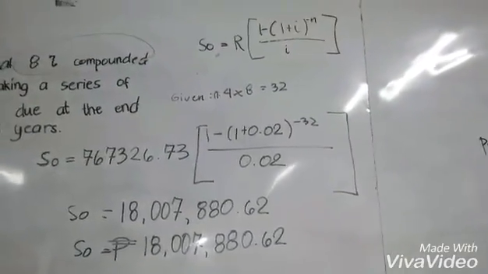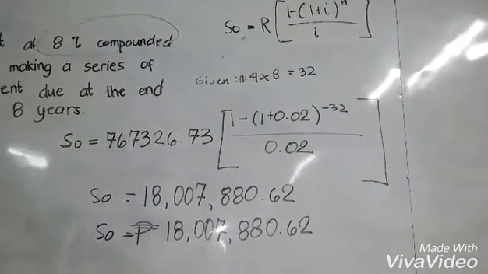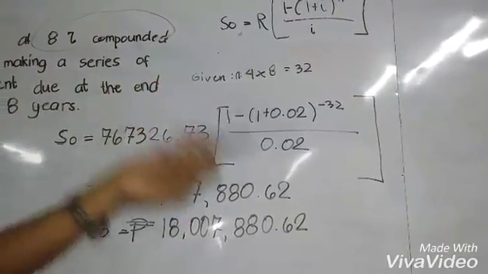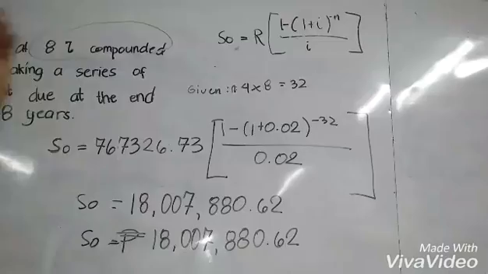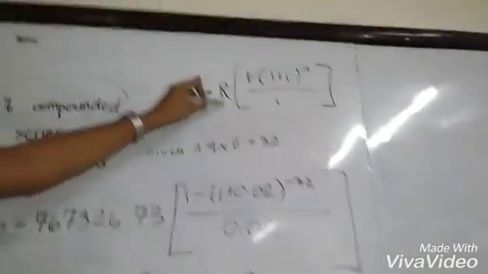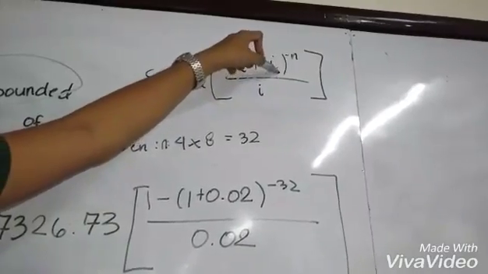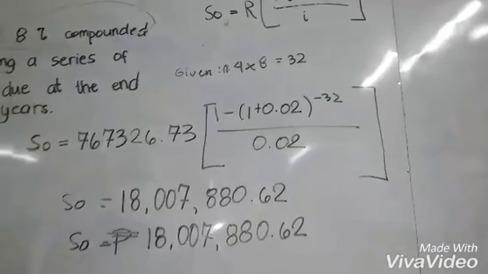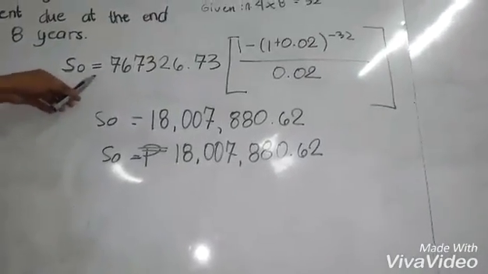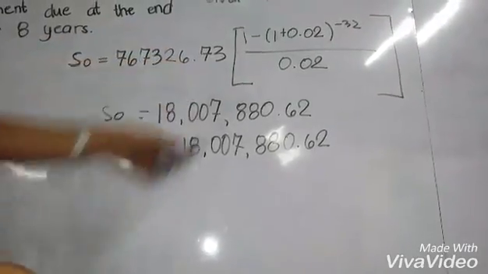So we get the result for the ordinary general annuity. Now let's convert it into a simple ordinary annuity. The formula to be used is A sub o equals R times 1 minus (1 plus i) raised to negative n, over i. So we are going to use that one.